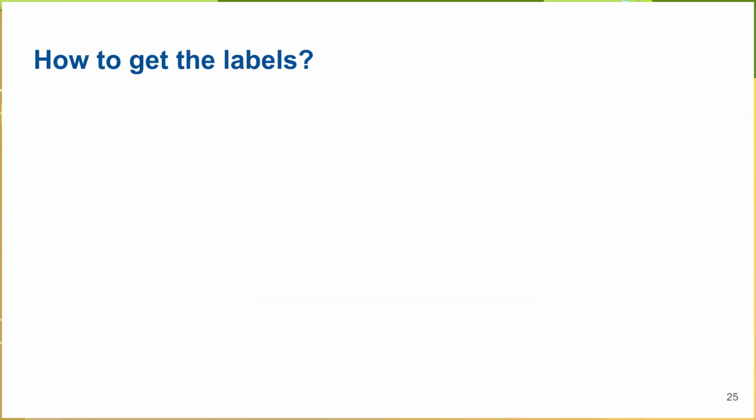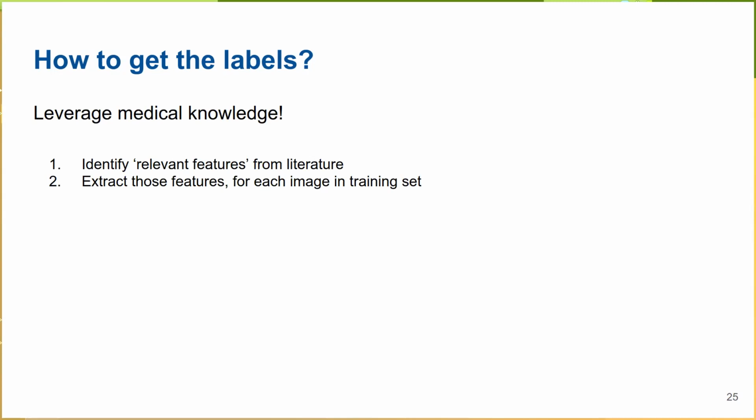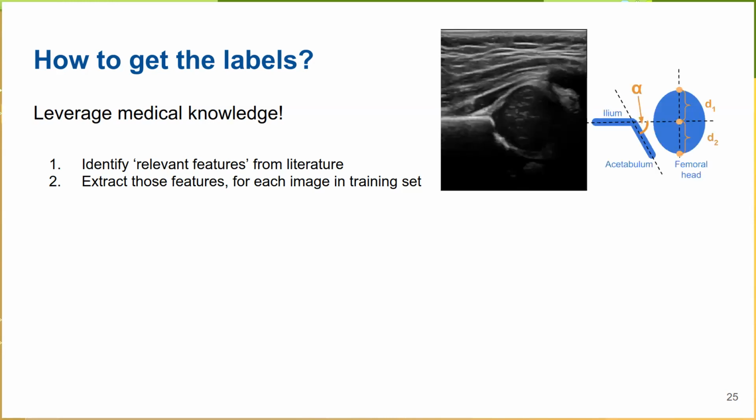Now, the main question is, how do we get these labels? Where do they come from? And this is where we leverage the medical knowledge. Basically, we are going to start by understanding how the medical experts are diagnosing this condition right now. So we identify what the relevant features are, and then we go and extract those features manually from the images in our training set. For example, for hip dysplasia, there are two quantities that they care about.